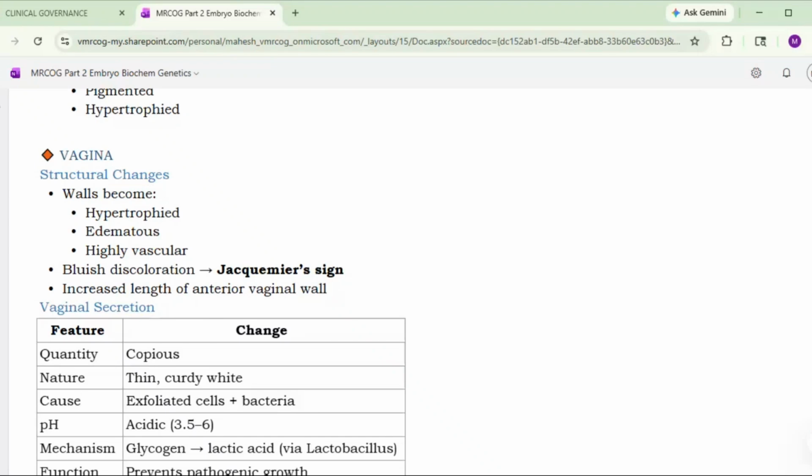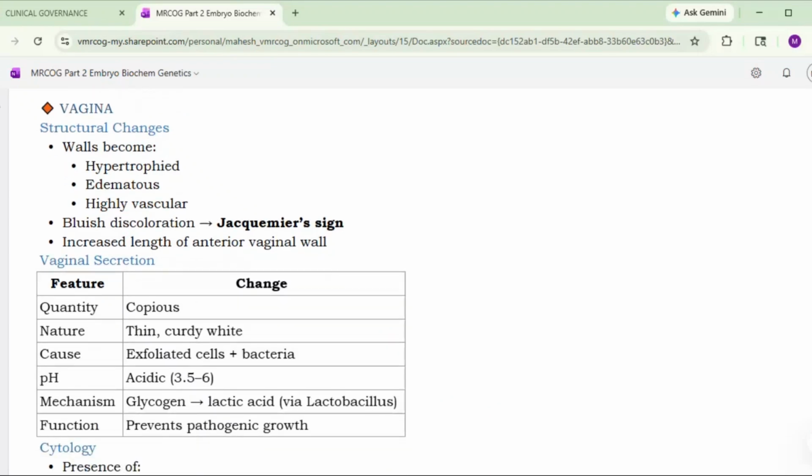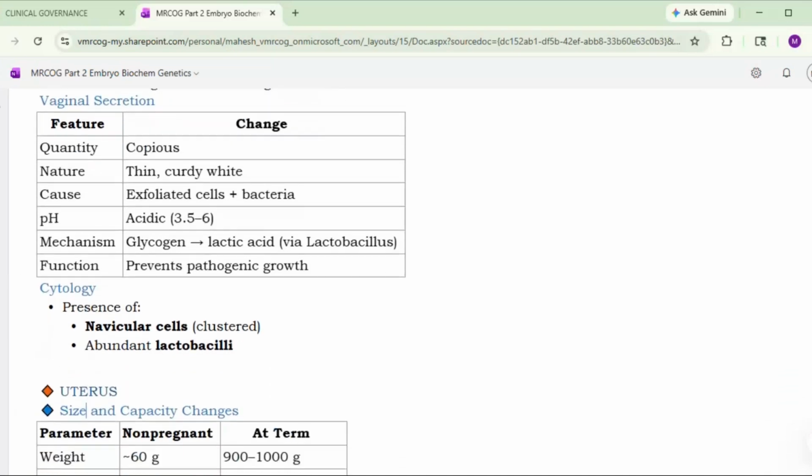There are vaginal secretions which are copious in nature. They are thin, curdy white, and they contain bacteria as well as exfoliated cells. It is acidic in nature. The pH is around 3.5 to 6, and it contains lactic acid. The glycogen is broken down into lactic acid by the lactobacilli, and that is why the pH becomes acidic. This acidic pH is important for prevention of pathogenic growth. The acidic pH of 3.5 to 6 is also an SBA here, so please remember this.